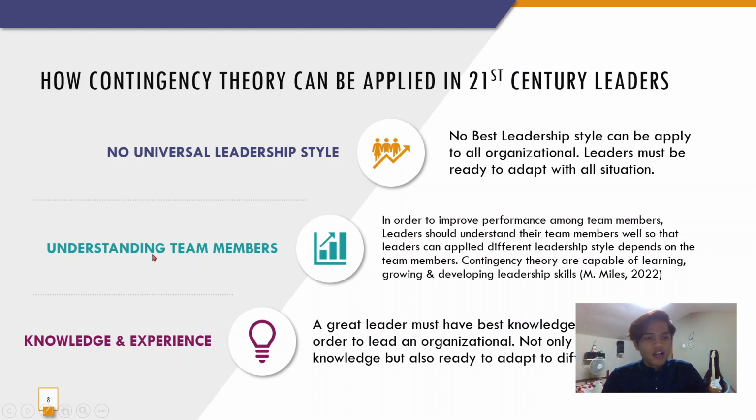Next is understanding team members. In order to improve performance among the team members, leaders should understand their team members well so that leaders can apply different leadership styles depending on the team members. Contingency theory leaders are capable of learning, growing, and developing leadership skills. This is by March 2022. And next is knowledge and experience. A great leader must have vast knowledge and experience in order to lead an organization, not only to have the best knowledge, but also to be ready to adapt to different situations.